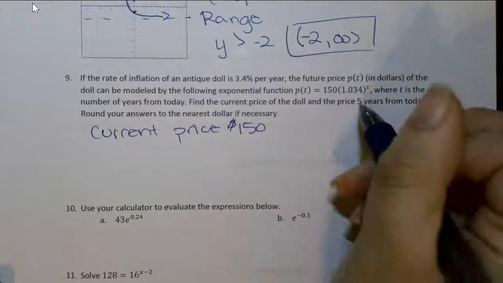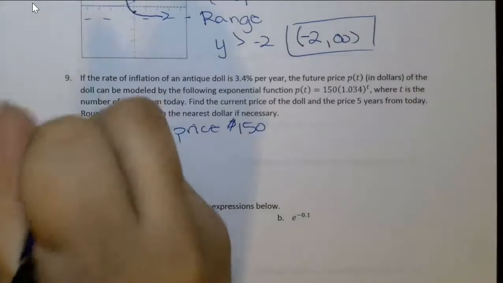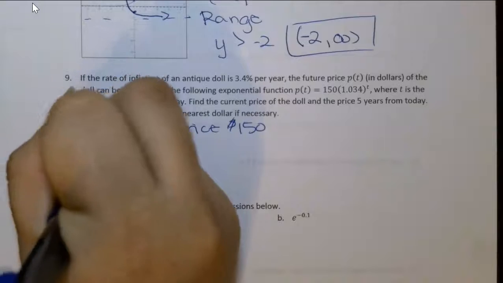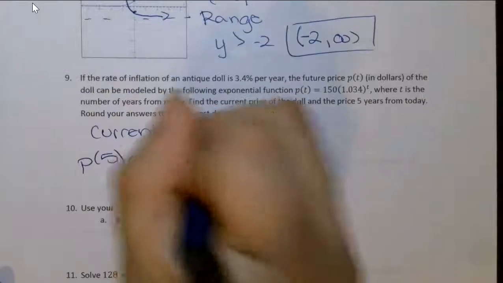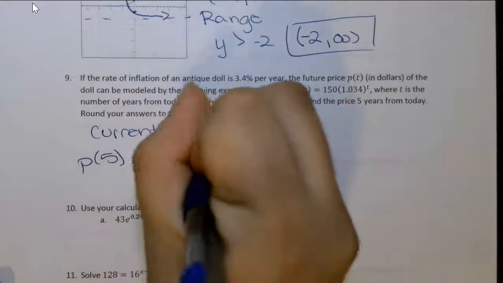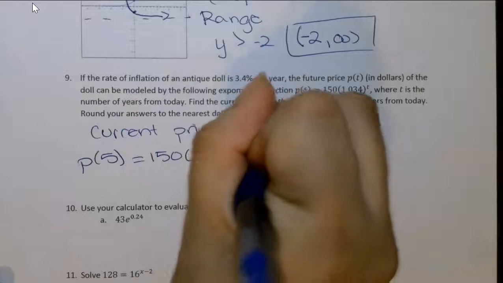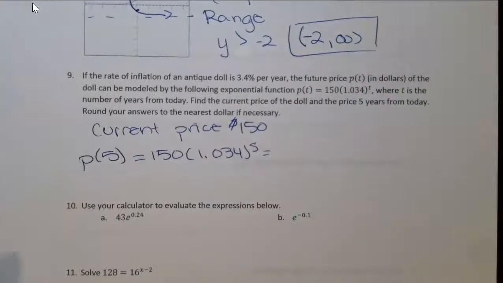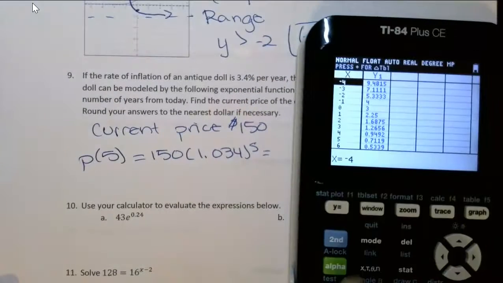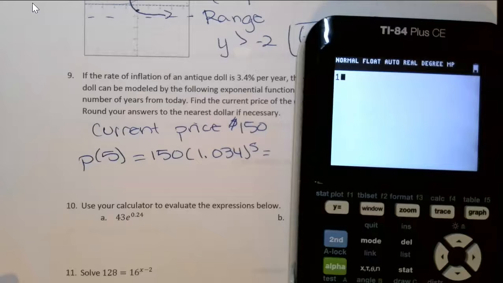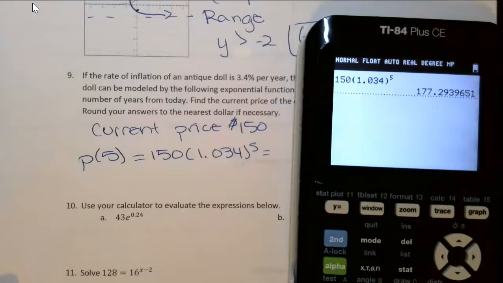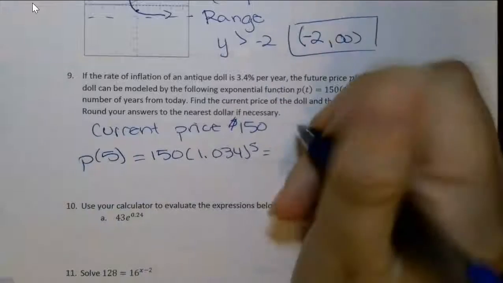And the price 5 years from today is I plug in 5 into that function. So P of 5 equals 150 times 1.034 to the 5th power. And I will type this into the calculator. Which gives me 177. It wants it rounded to the nearest dollar, so that doesn't round up. $177.